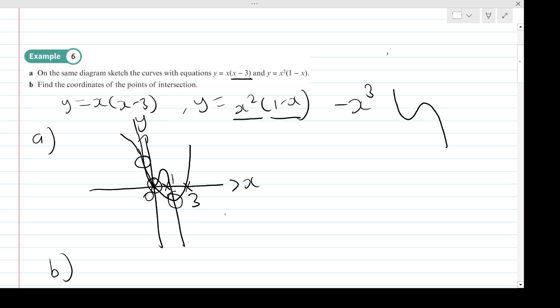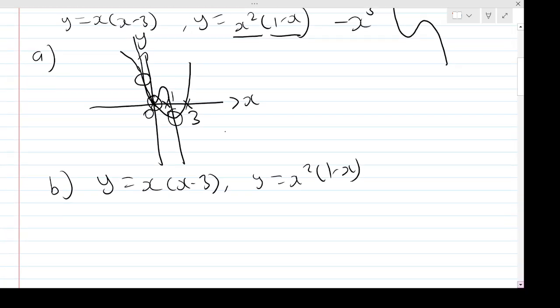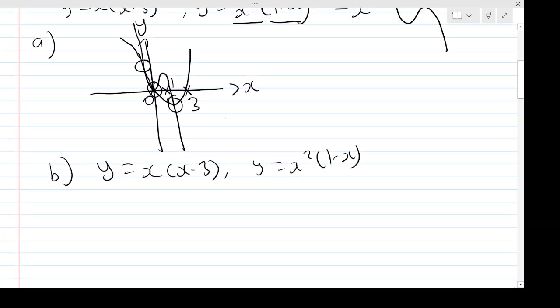Part B then, to find the coordinates, we need to find it exactly. Well, we can do that using algebra. As I discussed, we need to equate them together. So our two equations are y is x(x minus 3) and y is x squared(1 minus x). When the two graphs cross over, they are equal to each other, so we can set both y's equal to each other. Simply substituting, we get x squared(1 minus x) is equal to x minus 3.